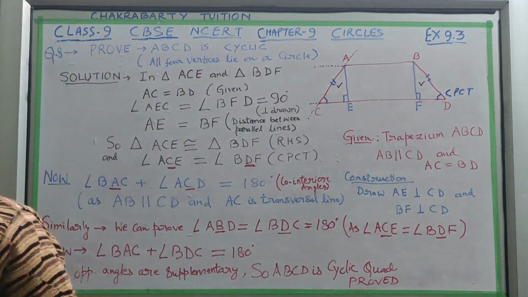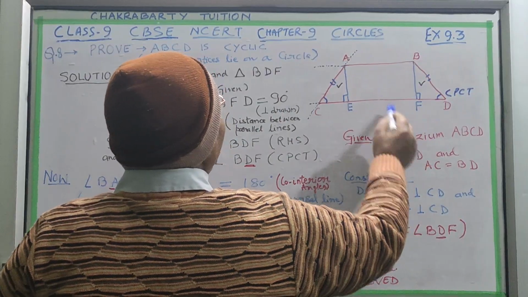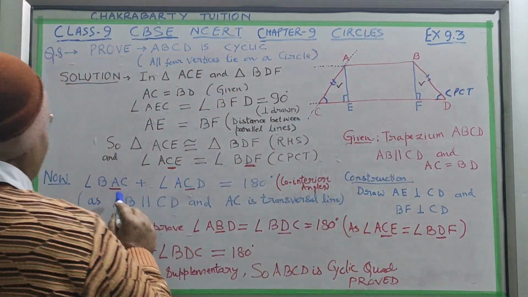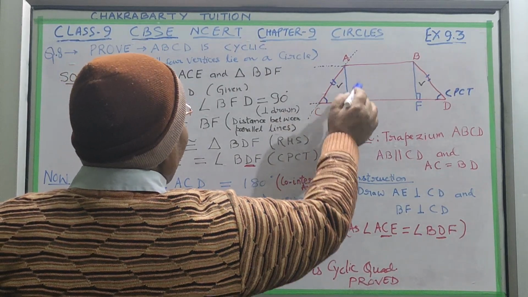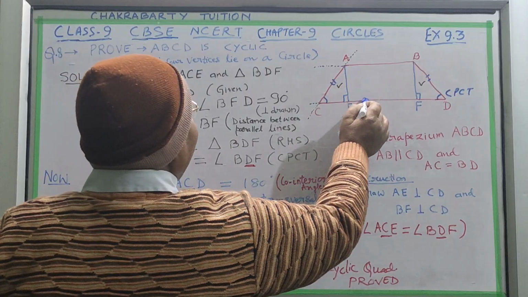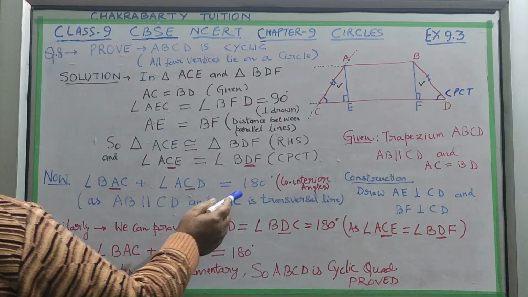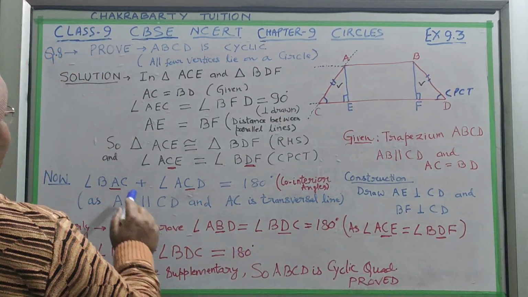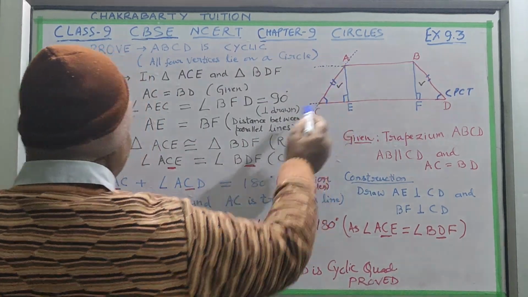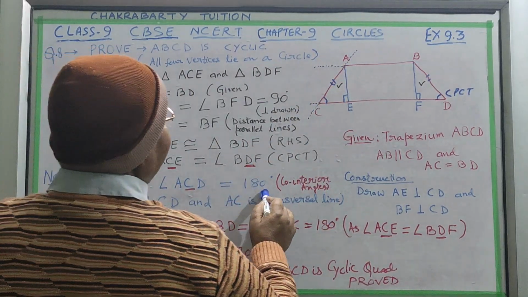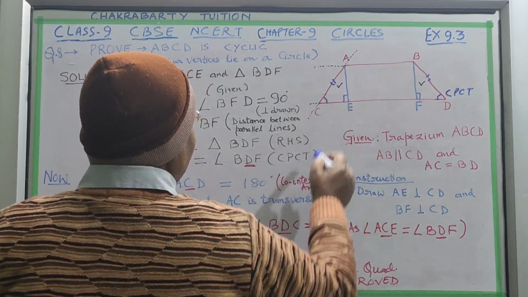This we have proved. Now you see, AB and CD are parallel lines, and AC is a transversal line. So what will happen? These angles, this side and this side, are co-interior angles, meaning they are inside the parallel lines and on one side. Co-interior angles are always equal to 180 degrees. So angle BAC and angle ACD will add up to 180 degrees, because AB and CD are parallel lines and these are co-interior angles.